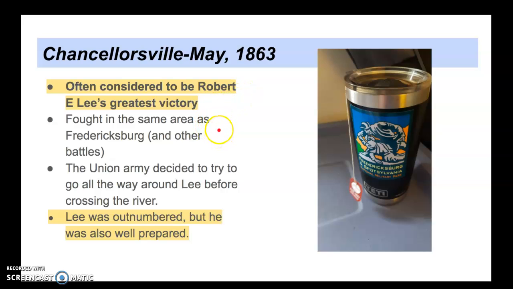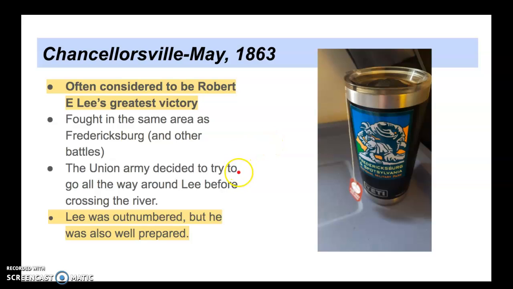It was fought in the same area as Fredericksburg and other battles. So if you look over on the right here, some of you, if your memory is sharp, remember from when we met in school, this is my coffee mug. It has tea in it right here. But if you notice the sticker on the side, that is from the National Military Park in this part of Virginia. It's from Fredericksburg and Spotsylvania. Chancellorsville is there as well. So there's a little piece to the puzzle. That's what that thing on my coffee mug means.